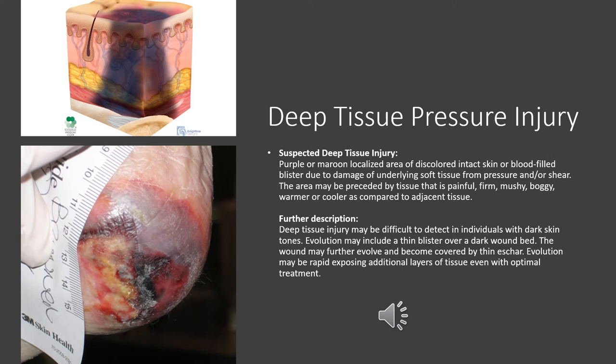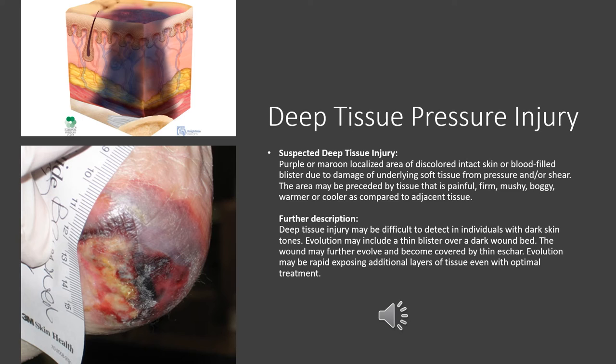The next category is a deep tissue pressure injury. A deep tissue pressure injury presents itself as a purple or maroon colored localized area of discolored skin that remains intact, or it could be a blood filled blister due to damage of the underlying soft tissues from pressure or shear. So these help us to understand that iceberg type of analogy. The tissue damage is deep.